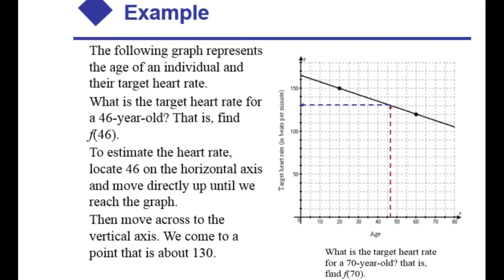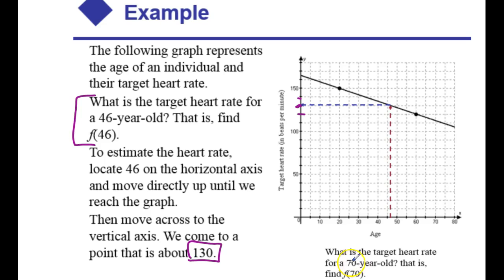So the following graph represents an individual and their target heart rate. And it's going to ask maybe, what's the target heart rate for a 64-year-old? So we'll find 64 on here, go on up and then look at his target heart rate and say, oh, well, that answer right there, let's see, this is 100, 110, 120, 130, 140, so this must be right around 130 is the answer.